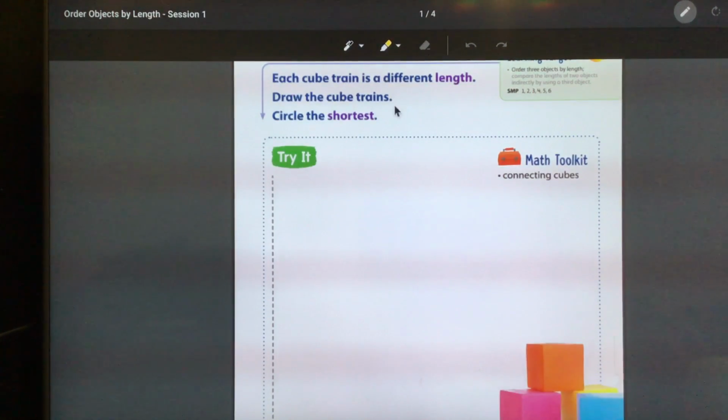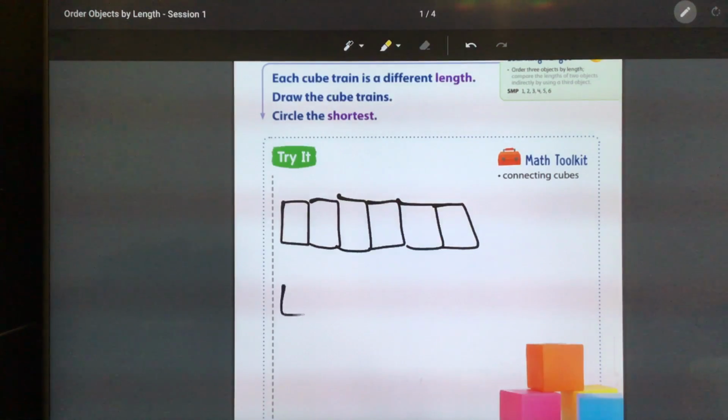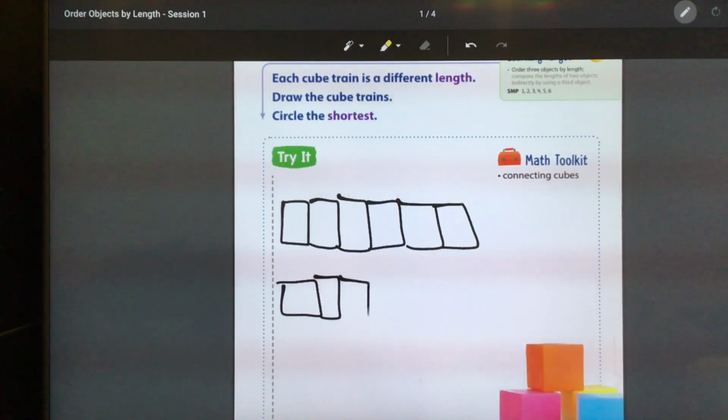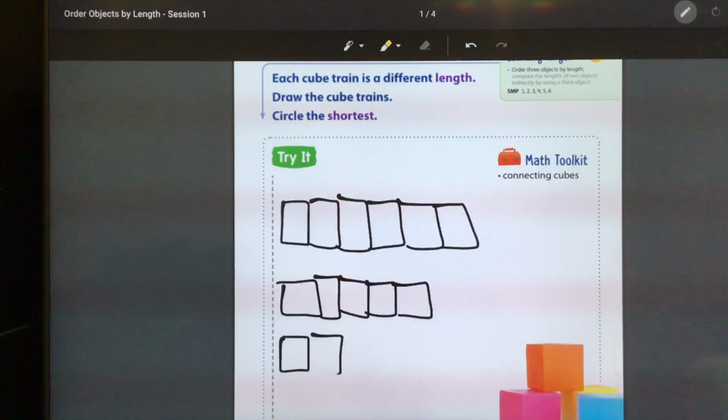Okay, so it says each cube train is a different length. Draw the cube trains. Circle the shortest. So what I'm going to do is I'm going to draw 3 different cube trains. And then I'm going to circle the one that is the shortest. Okay, so here's one. So just like as if we were using cubes in our classroom. That's called a cube train. That's one. I'm trying to make these cubes the same size as best as possible.